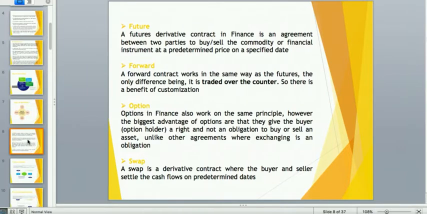So that's options. Coming to swaps, swap is a derivative contract where the buyer and seller settle the cash flows on predetermined dates. Now there are mainly two types of swaps that happen. One is on the interest rates, the other is on the currency. And since it's not part of your syllabus, let's move ahead.